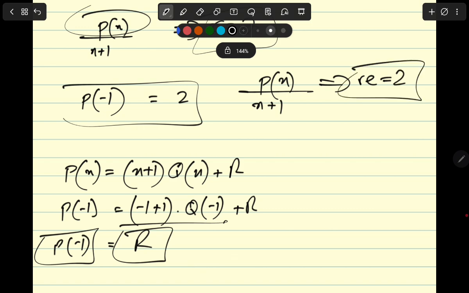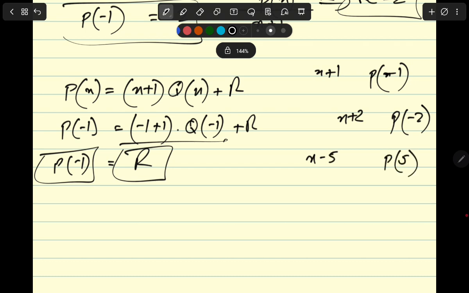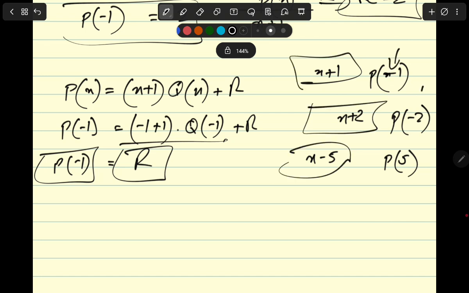Okay, now we don't need to really memorize this. This is pure logic. Whenever you see x plus 1, always think x is equal to minus 1. So if this is the divisor, then you are going to do p of negative 1. If the divisor is x plus 2, you are going to do p of negative 2. If the divisor is x minus 5, you are going to do p of 5. Because you always make the bracket 0. This bracket has to become 0, and these are the values that you obtain for x, or the input, whenever you are trying to make the divisor 0.